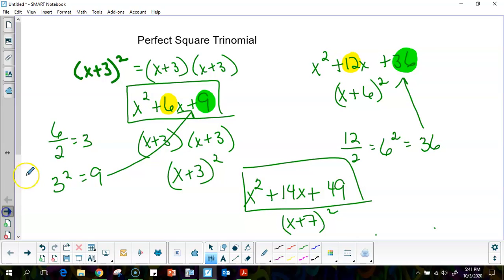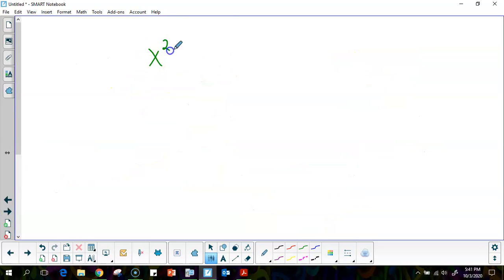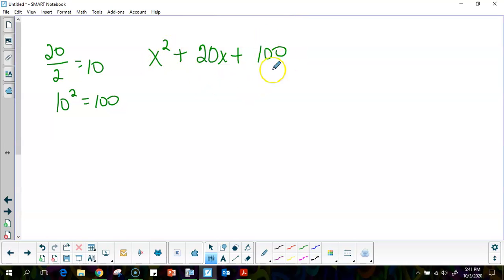Let's see, what would be another example? Let's do one more. Even numbers are better here, because to divide by 2 and then square is going to be a mess if it's not an even number. Let's say I had x squared plus 20x, and I wanted to know what goes here for a perfect square trinomial. Well, take the 20, divide it by 2, and then square that number. So plus 100. That would be a perfect square trinomial. And if we wanted to factor this, it would be x plus 10. It's that number that I got when I divided this by 2. So it would be that squared.